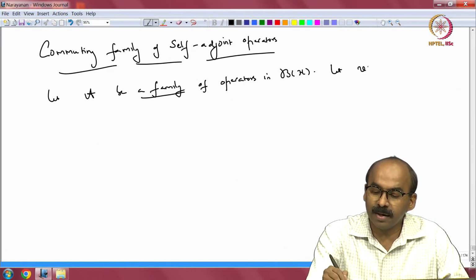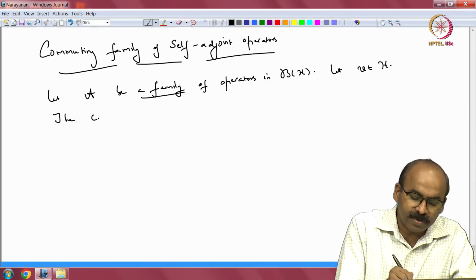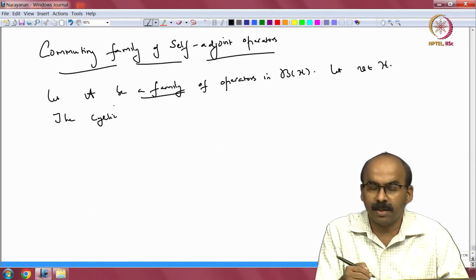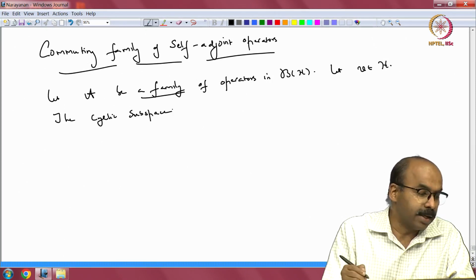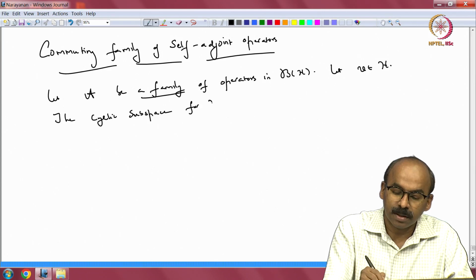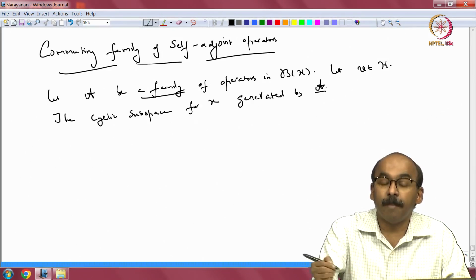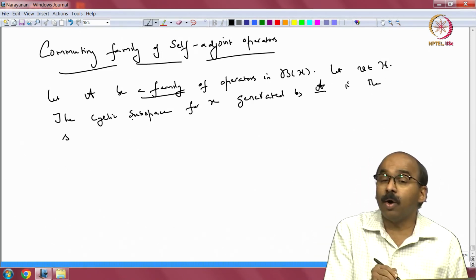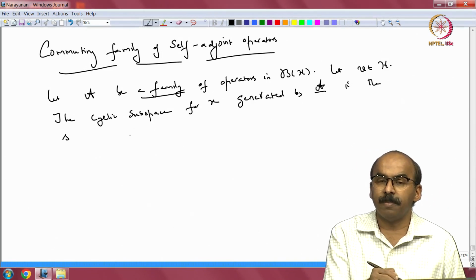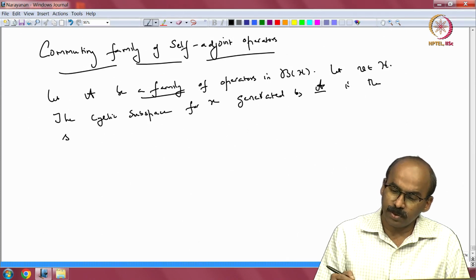Let x be a vector in H. The cyclic subspace for x generated by script A. We have seen this, but I am defining it in the general setting. The definition is the smallest closed subspace... See, right now A is not self-adjoint and so on. Script A is a collection of operators, there is no self-adjointness there. We will come to self-adjointness soon.